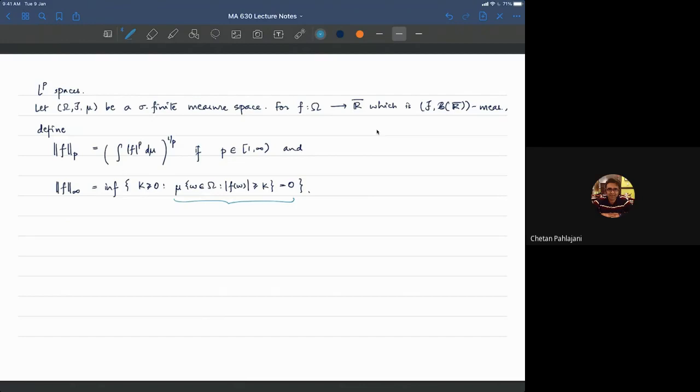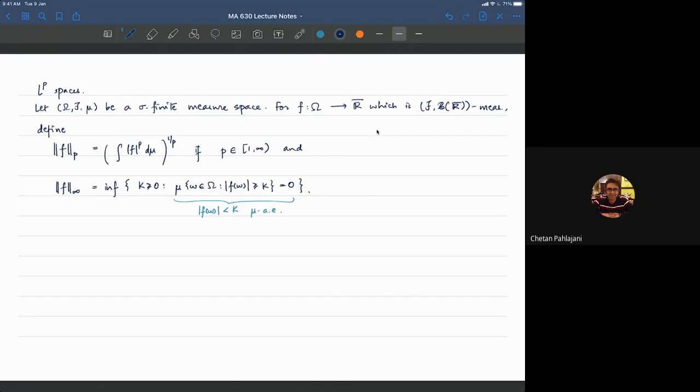Okay, so another way you can translate this into words is that |f(omega)| < k mu-almost everywhere. Right? Because you're saying that the set of points where |f(omega)| is greater than or equal to k has measure 0, which means that the complement of that set has full measure. All right, so that's what we'll do.